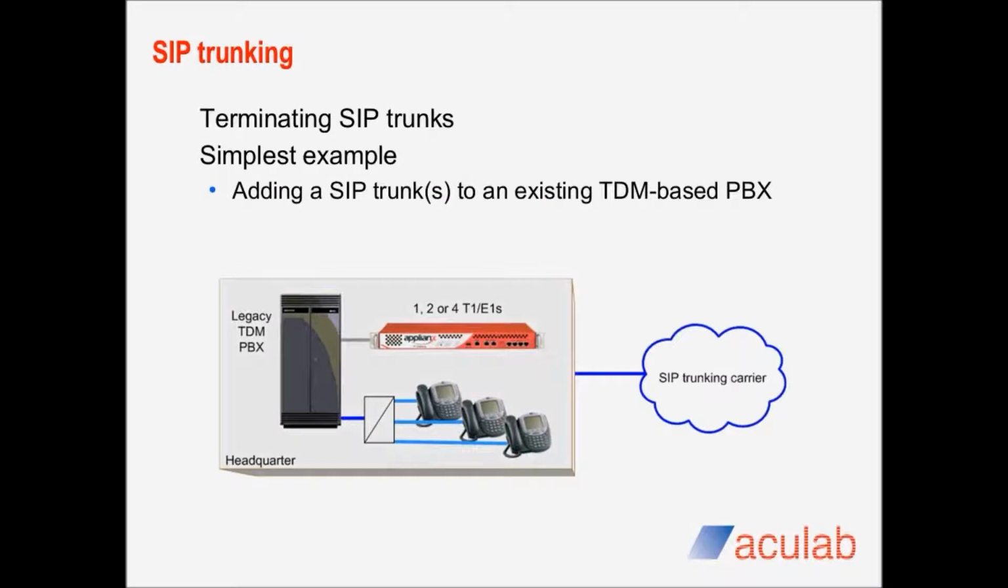So here we have an example of terminating SIP trunks. And this is probably the most basic example that you'd come across, pretty straightforward, with the appliance IP gateway connecting to the legacy PBX via either 1, 2, or 4 T1 trunks, whatever is needed.